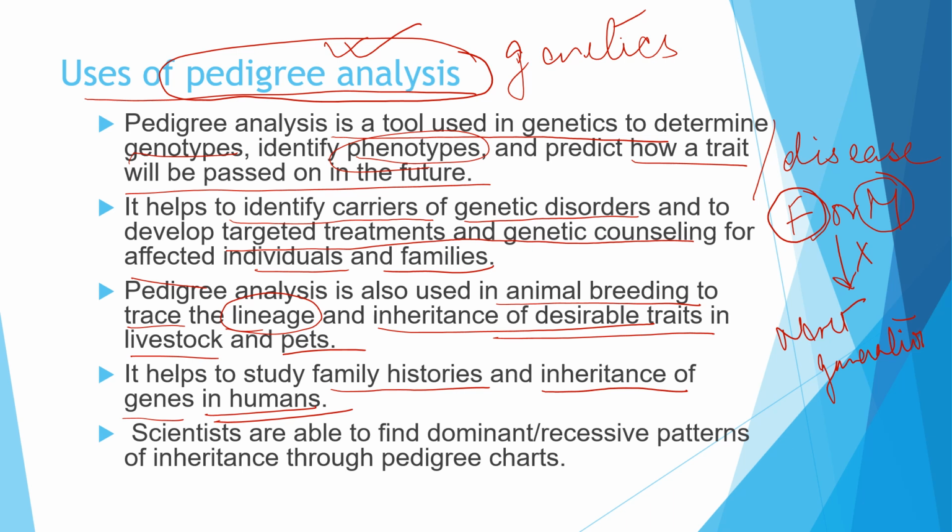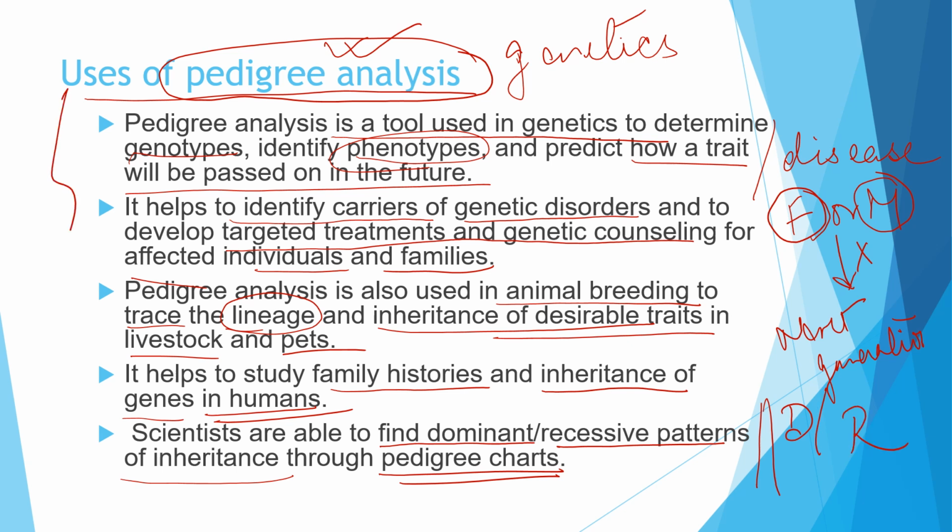So in family histories, what all diseases you were having, and how the inheritance of the genes is happening in humans, is also predicted through pedigree analysis. Scientists are able to find dominant and recessive patterns of inheritance through pedigree charts. So if you are observing any pedigree chart, you can find out whether it is a dominant or a recessive pattern of inheritance. So these are all the important uses of pedigree analysis.